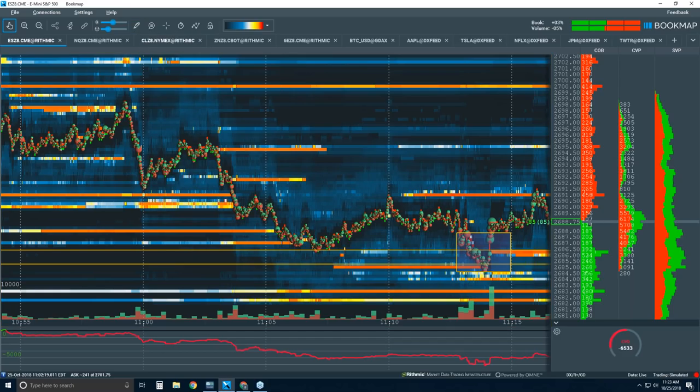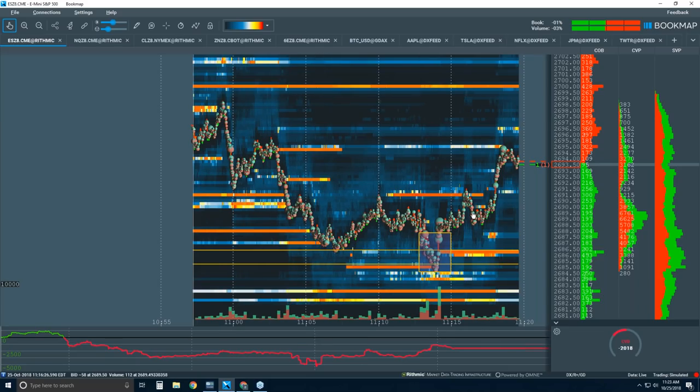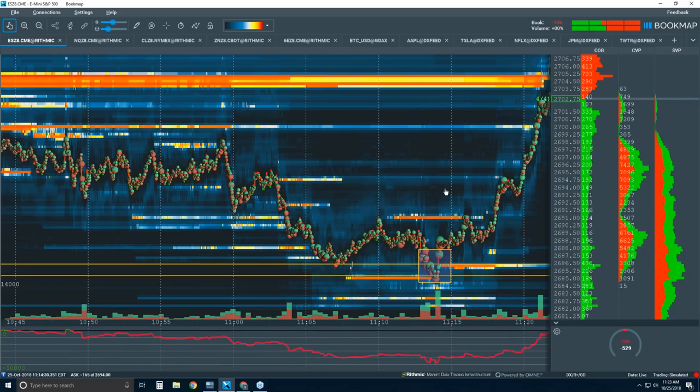Now where the buyers start to step in. And we're not coming back to this area here. The buyers are in control and these guys are going to feel the pain. I'm just going through these stop runs or trapped volume here because we're seeing a lot of it in this environment. A lot of squeezes here, look at this nice move to the upside.